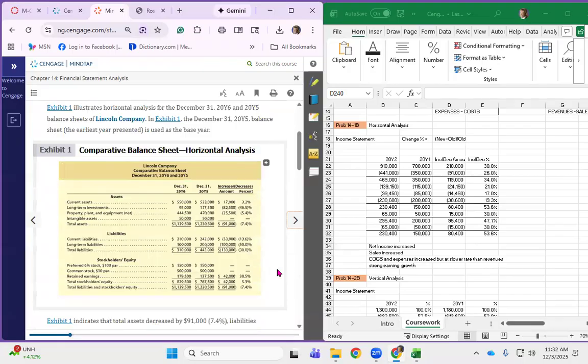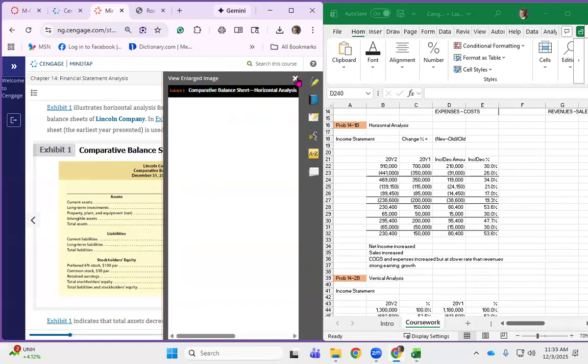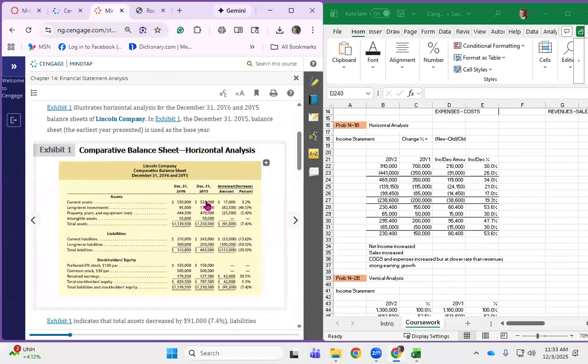Let me show you what one looks like. Okay, this is a balance sheet, and it is set up under what's called horizontal analysis. Notice what we have here. We have 1 year of a balance sheet, and then the next year of the balance sheet. Look what we're doing horizontally. Horizontally, we are subtracting the old from the new. This is the old, this is the new, and we're going to get an amount.